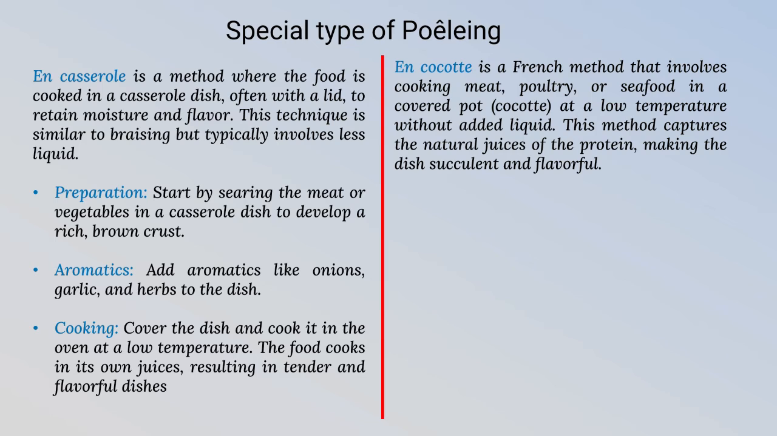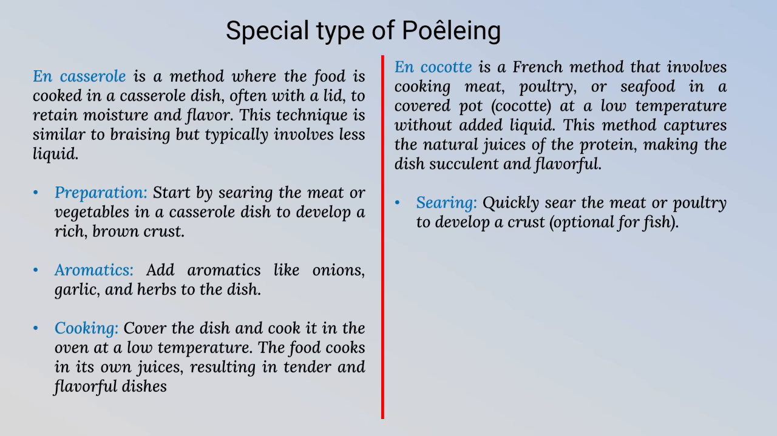Did you find any difference between these? A casserole is a method where the food is cooked in a casserole dish, often with a lid to retain moisture and flavor. It is very similar to braising, but less liquid is used. Remember that. A cocotte is a French method cooked in a cocotte container, at low temperature, without adding liquid. You got the point now? Yes, you are right.